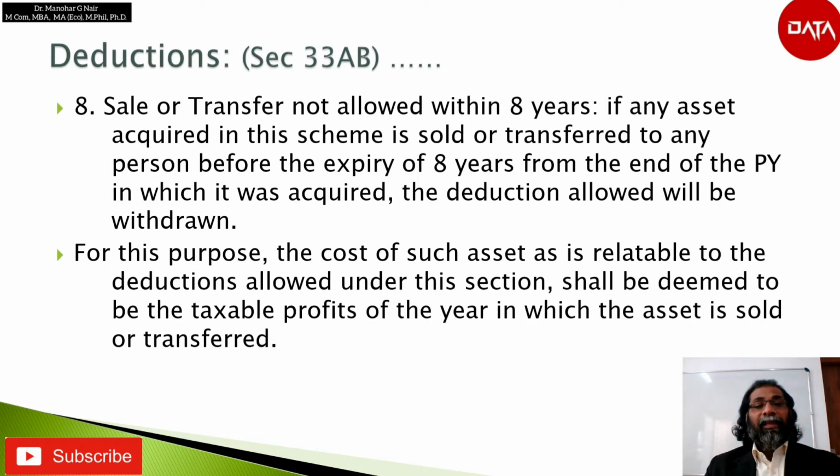Eighth point says sale or transfer not allowed within 8 years. If any asset acquired in this scheme is sold or transferred to any person before the expiry of 8 years from the end of the previous year in which it was acquired, the deduction allowed will be withdrawn. For this purpose, the cost of such asset as it is relatable to the deductions allowed under this section shall be deemed to be the taxable profit of the year in which the asset is sold or transferred.